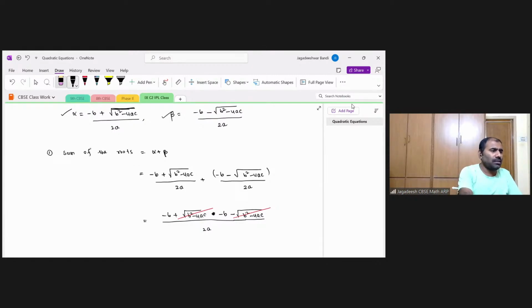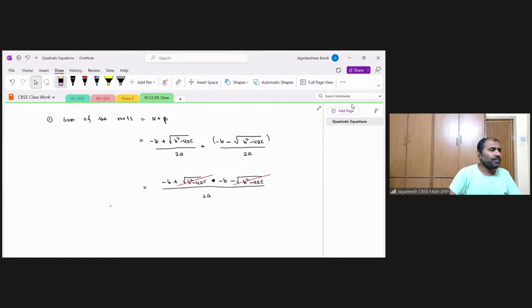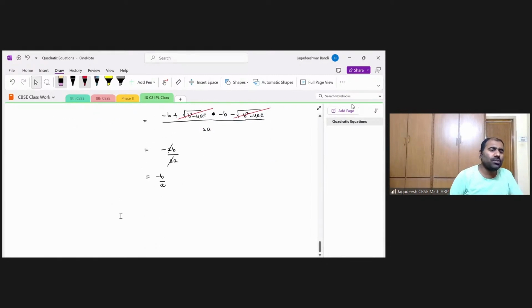Minus b, which is minus 2b. So minus 2b by 2a. Again, the 2s get cancelled. So finally, we will get minus b by a. So finally, the sum of the roots of a quadratic equation is minus b by a. So simply we can write alpha plus beta equal to minus b by a.